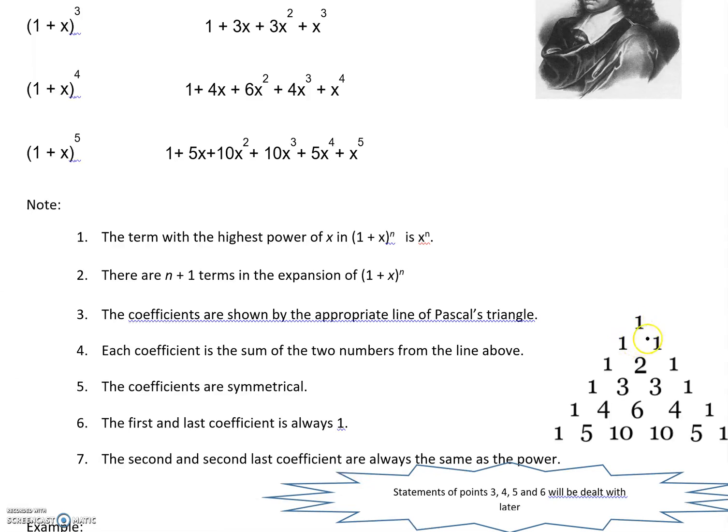a 1, then the next row begins and ends with a 1. Each row begins and ends with a 1, and we get the other numbers within a row by adding the digits above it from the previous row. So you can see this 2 comes from adding 1 and 1. This 3 comes from adding the 2 and the 1. This 6 comes from adding the 3 and the 3. And 10 comes from adding 6 and 4.